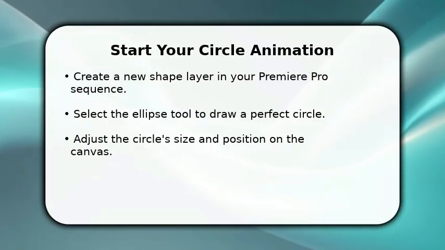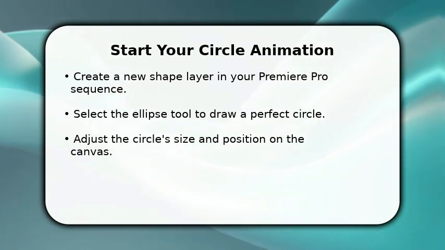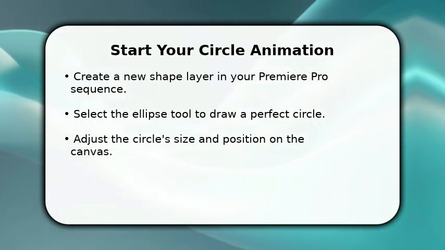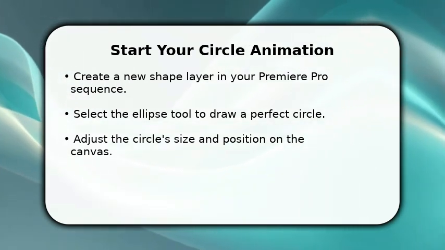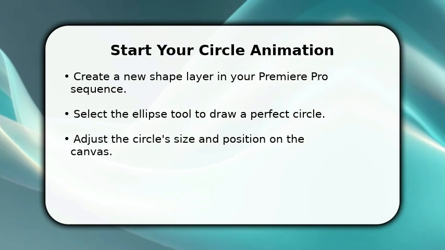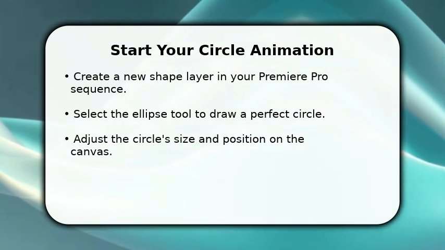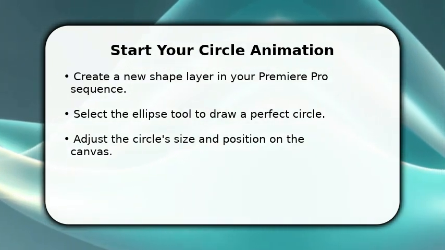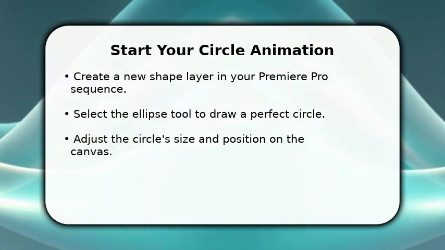In this video, I will show how to make circle animation in Premiere Pro. First, open Premiere Pro and create a new sequence. Then, navigate to the Essential Graphics panel and click the new layer icon, choosing Shape. Select the ellipse tool from the toolbar and hold Shift while dragging to draw a perfect circle. Position it centrally on your screen.